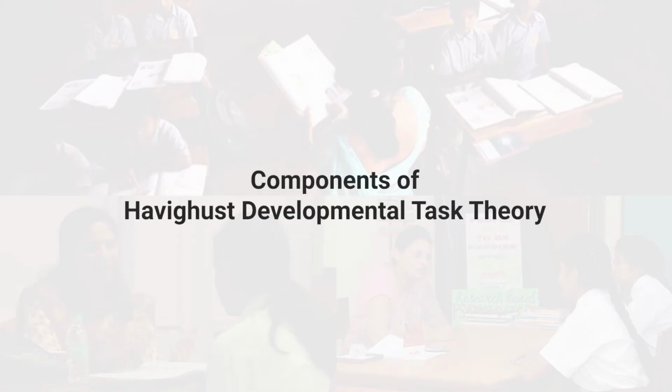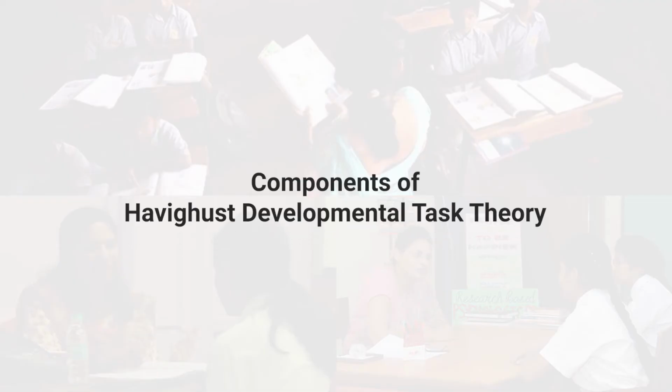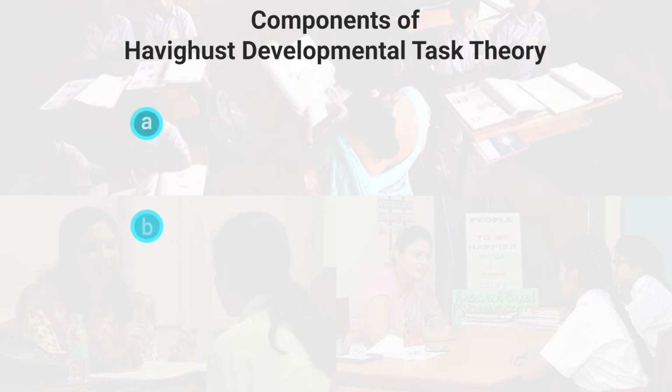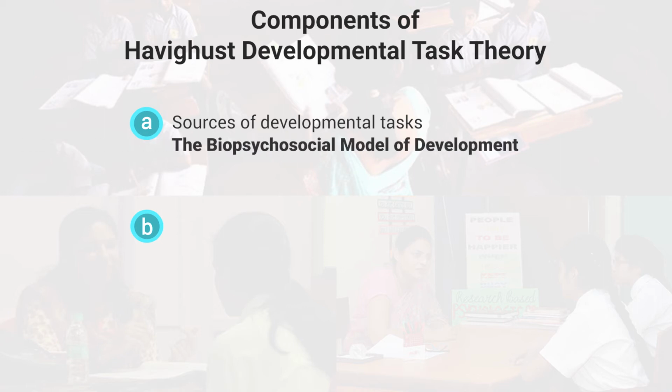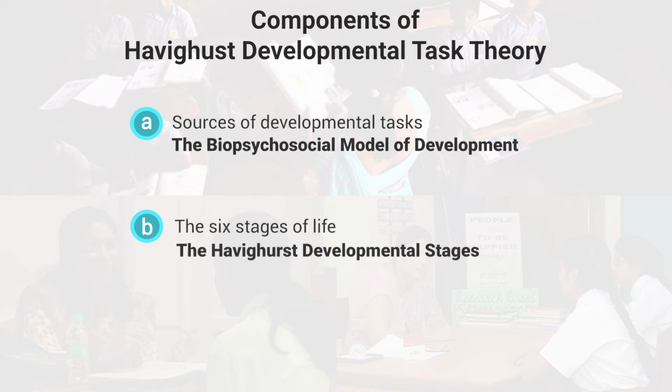Now let us look into the components of Havighurst developmental task theory. Havighurst developmental task theory consists of 2 major components. The first is the sources of developmental task, which is otherwise called the biopsychosocial model of development. And the second is about the 6 stages of life, which we call Havighurst developmental stages.